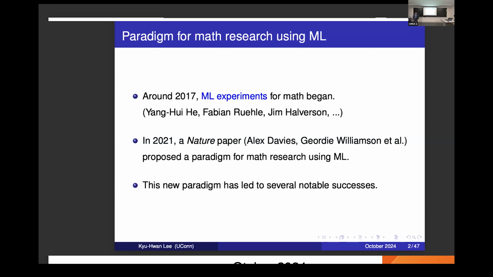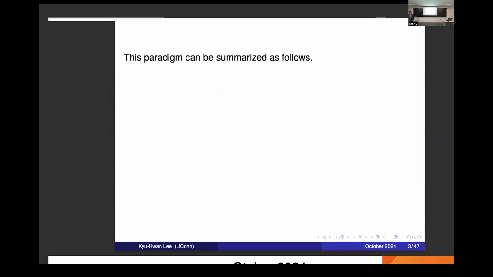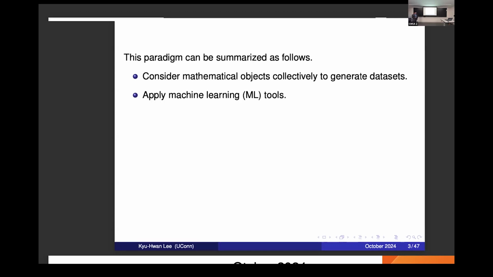And this new paradigm has led to several notable successes. So here is the summary of the paradigm. This is my version, according to my understanding. First, we consider mathematical objects collectively to generate data sets. Instead of focusing on individual objects, we consider them collectively. It's a shift of perspective. Sometimes we just look at one curve, and after that we look at another curve, etc. But here we consider those curves, or whatever the objects may be, collectively, and then generate data sets. And because we now have data sets, we apply machine learning tools.